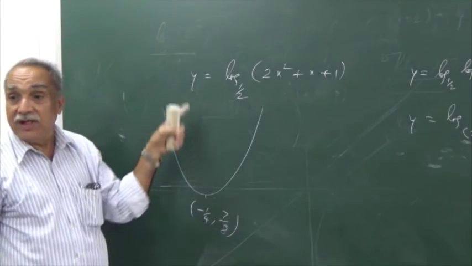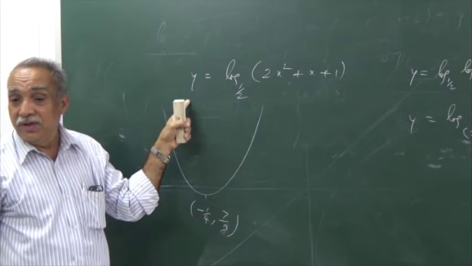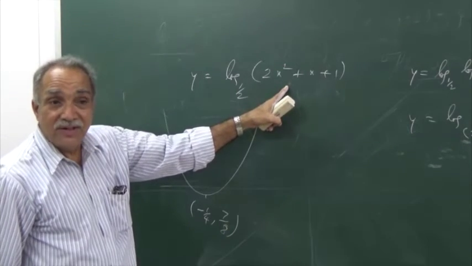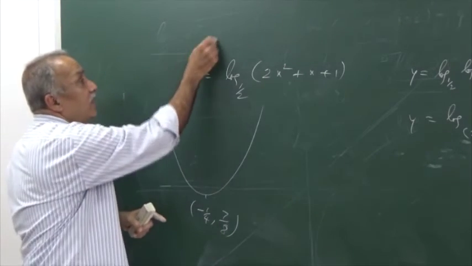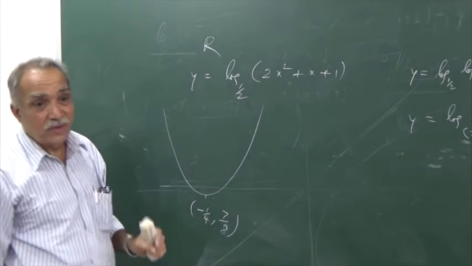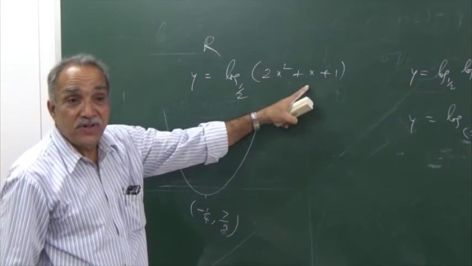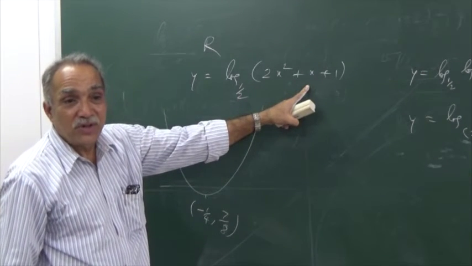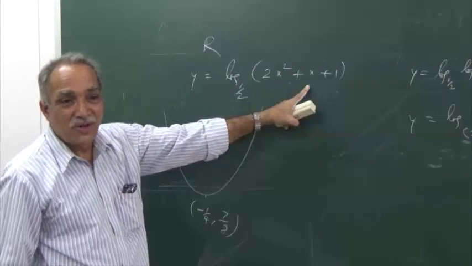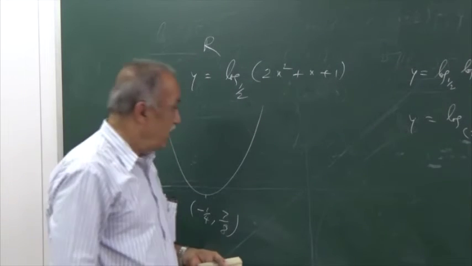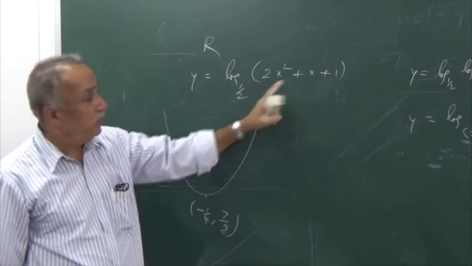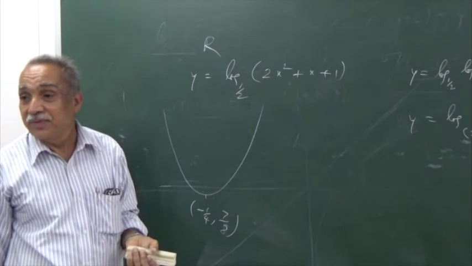Does this mean the function value is always positive? Yes. Therefore, does it mean this is always defined? Yes. That is the domain. Is it clear? There is no point where this is 0. The discriminant is not positive; the discriminant is negative. Also, there is no point where this expression is negative.